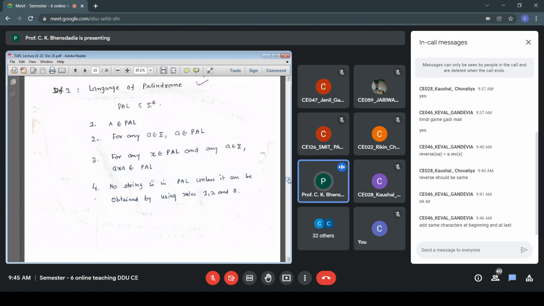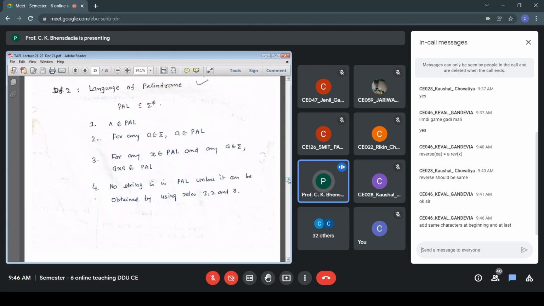No string is in PL unless it can be obtained by using rules 1, 2, and 3 above. That is our claim for completeness of the definition. The definition generates every palindrome that is existing, and anything that is generated using this definition, of course, is a palindrome. Any string generated using our definition is a palindrome, and any existing palindrome can be generated using our definition. So that is definition number 2, the recursive definition for the language of palindrome.